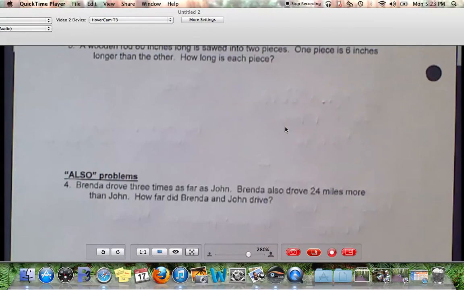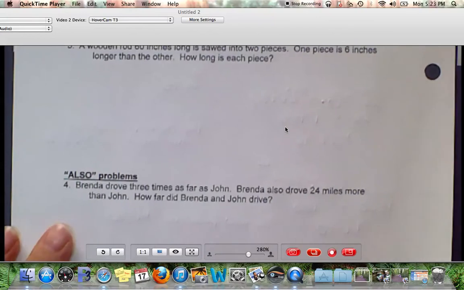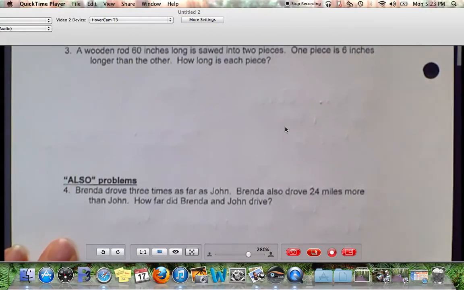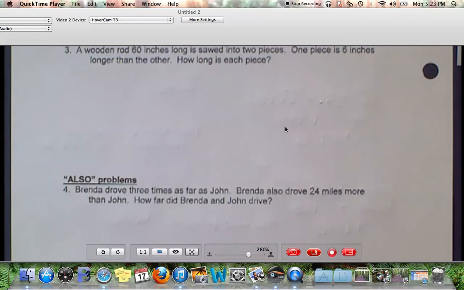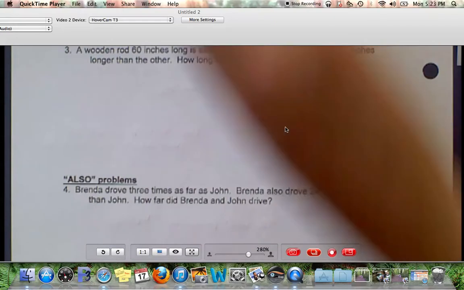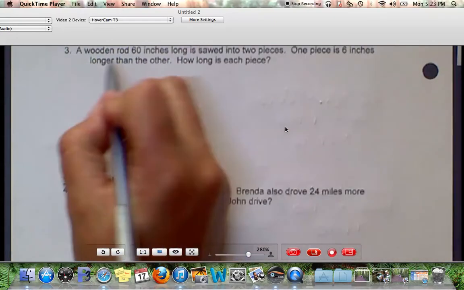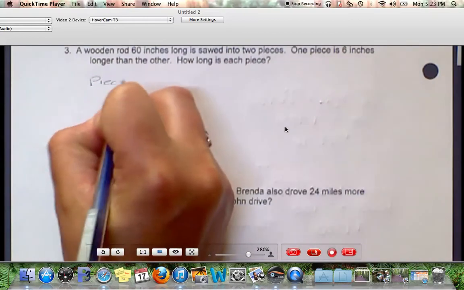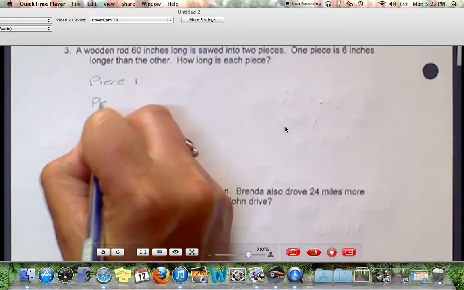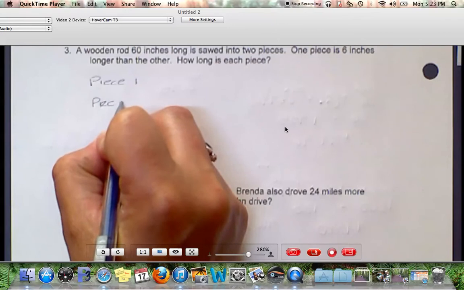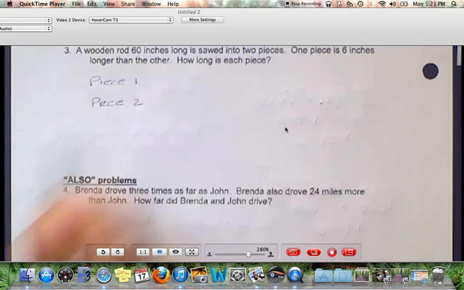Okay. A wooden rod 60 inches long is sawed into 2 pieces. One piece is 6 inches longer than the other. How long is each piece? So we need to set up our 2 pieces. You can call them whatever you want, but I might call it piece 1 and piece 2.